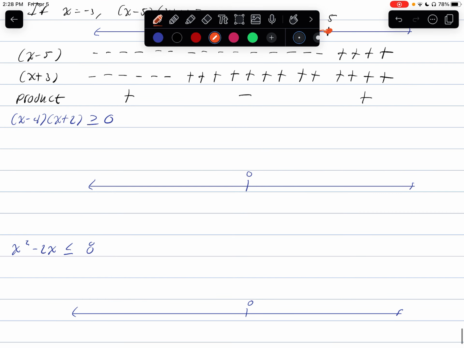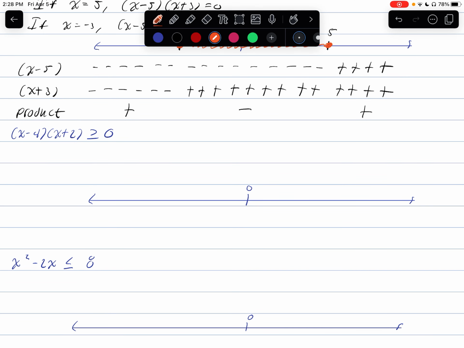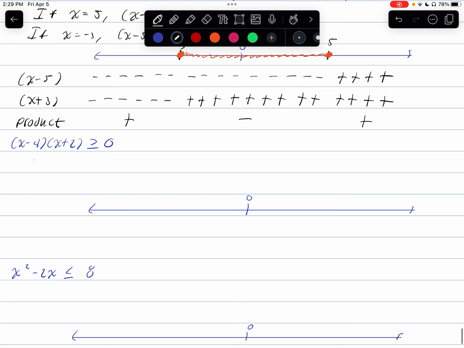Okay, let's do another one. Here we have x minus 4 times x plus 2 is greater than or equal to 0. Okay, so let's check our points of interest again. If x is equal to 4, then x minus 4 times x plus 2 is equal to 0. So we're going to put a point of interest at x equals 4.